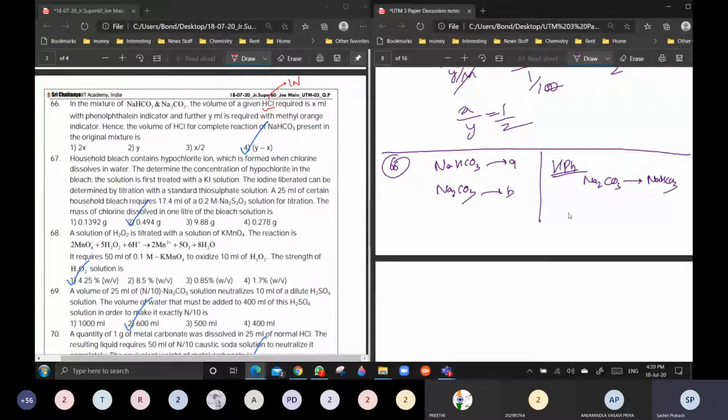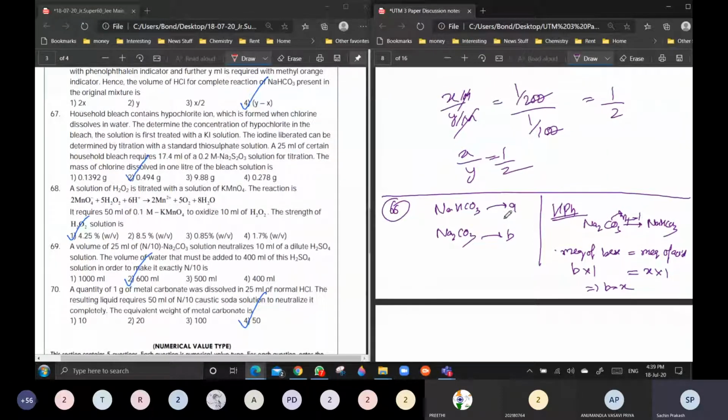So you see, what is the milliequivalence here? N factor of Na2CO3 will be equal to 1. Milliequivalent of base will be equal to milliequivalent of acid. Initially you are using X mL of one normal acid, and that is equal to milliequivalent of base. You have B millimoles of Na2CO3 into N factor 1. So in the first case, B is equal to X. Second case is Y mL is further required with methyl orange indicator.